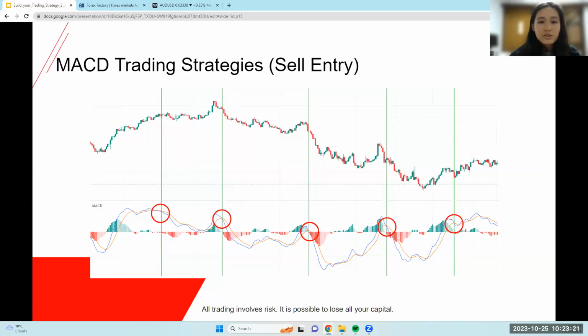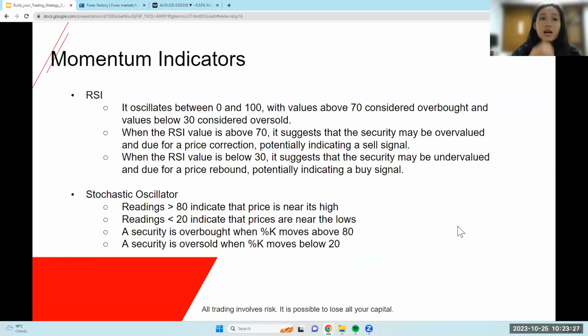So just be aware of that if you are intending to use this. Next, let's move on to a couple more momentum indicators. I also personally like to use these two. RSI, let's start with that.